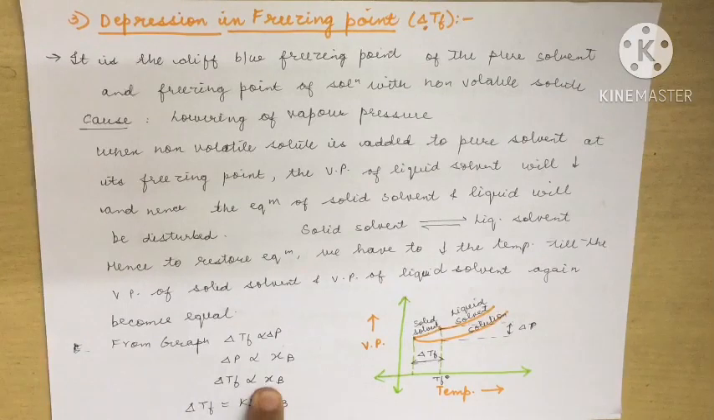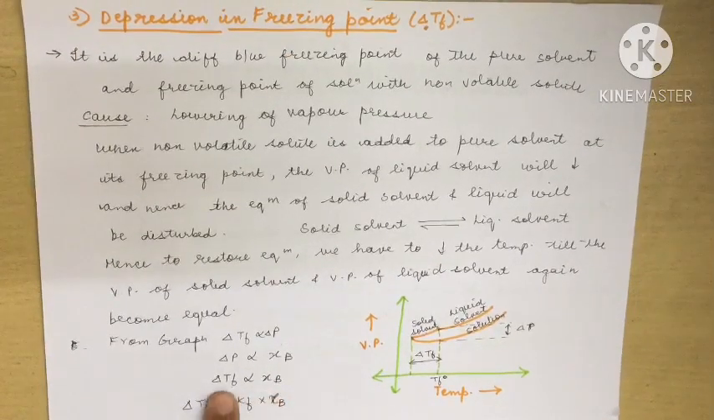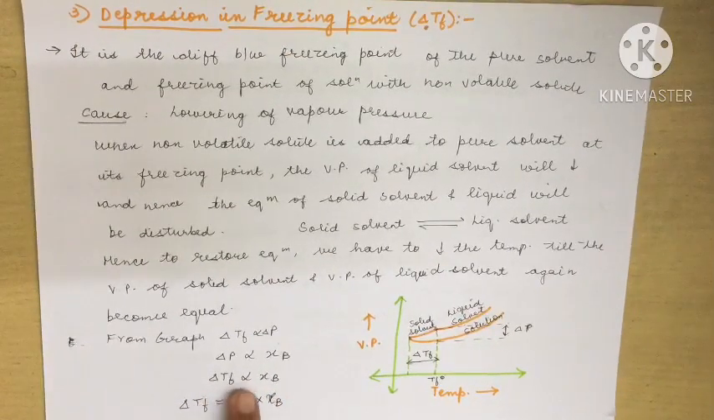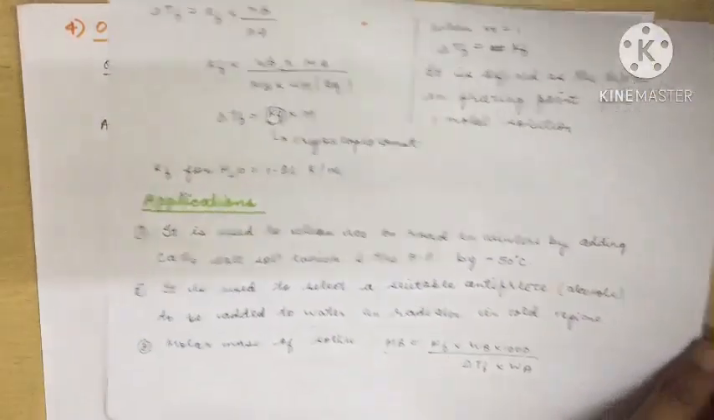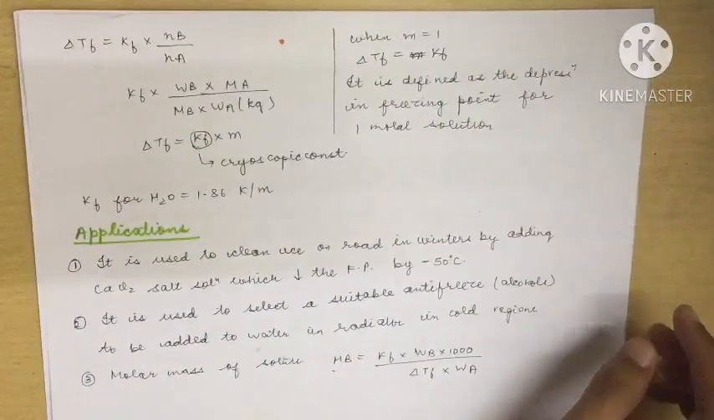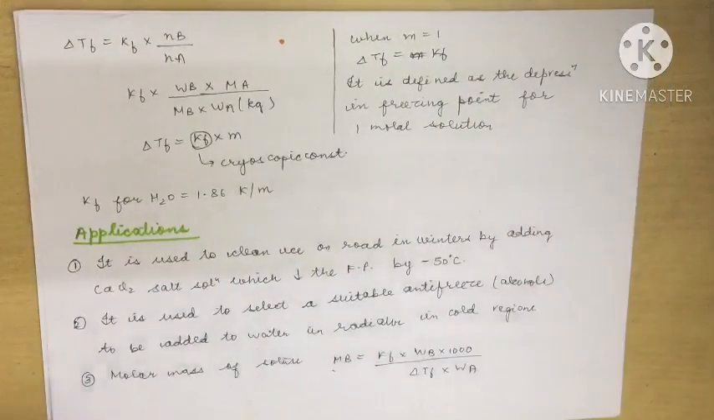Means greater the amount of non-volatile solute, greater will be the depression in freezing point. Removing this proportionality sign, I get Kf. Kf is known as the cryoscopic constant. Now, what is the meaning of cryoscopic constant?